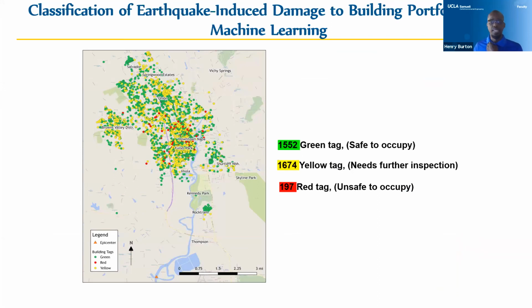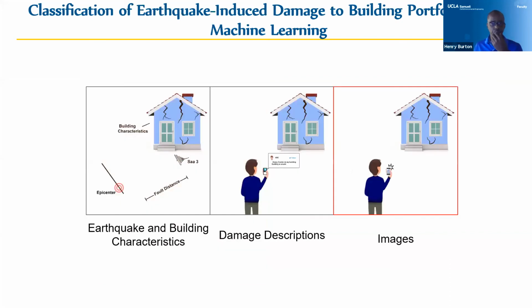If you're familiar with ATC 20, the red tag means it's unsafe. The green tag means it's safe to occupy. The yellow means it's unclear which side of the line it falls on, and it needs further information. So our goal was to build a predictive model to predict these tags for a given building. And keeping in mind, whereas the previous two examples were regression problems, this is actually a classification problem because we're trying to predict the state of damage of the building.